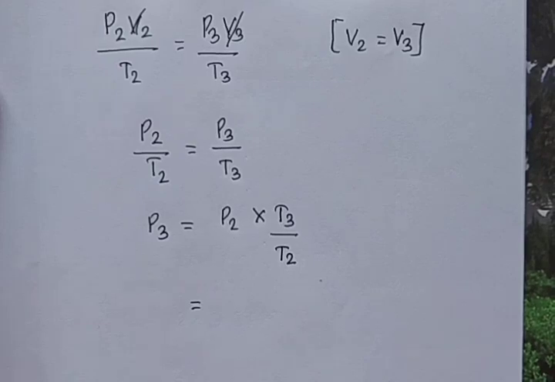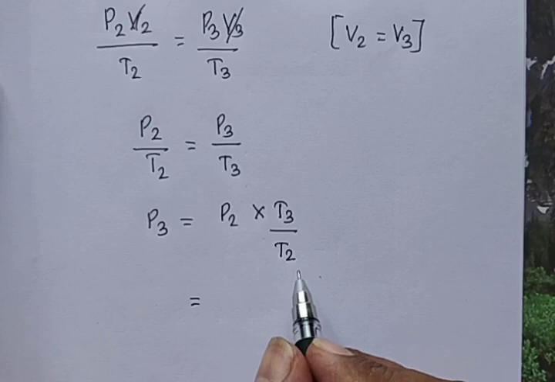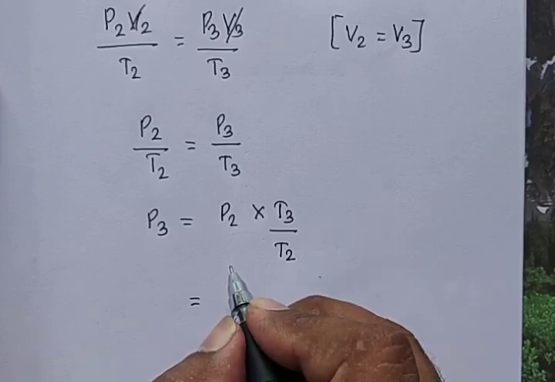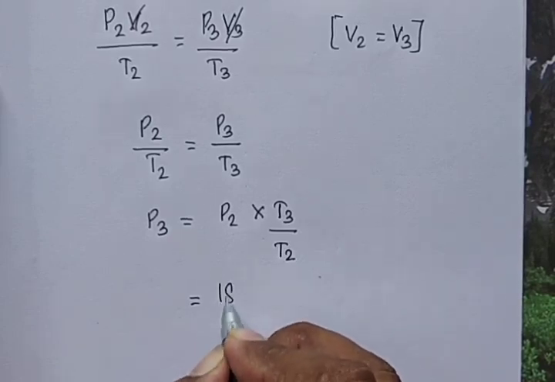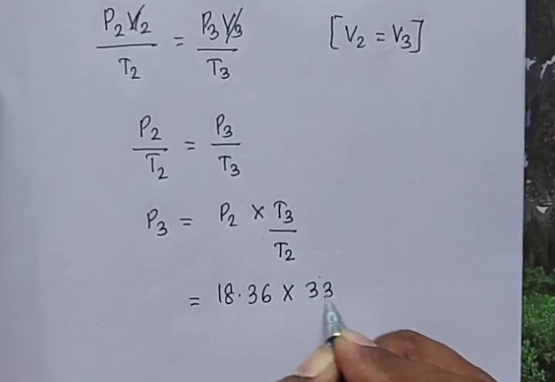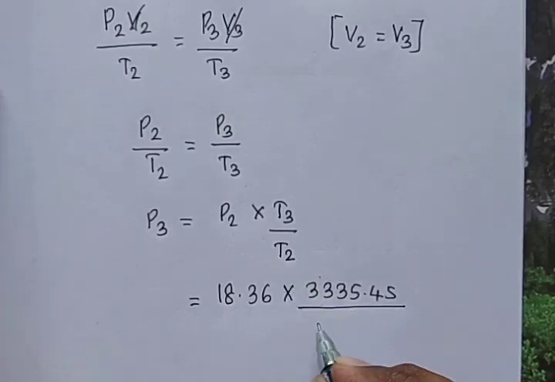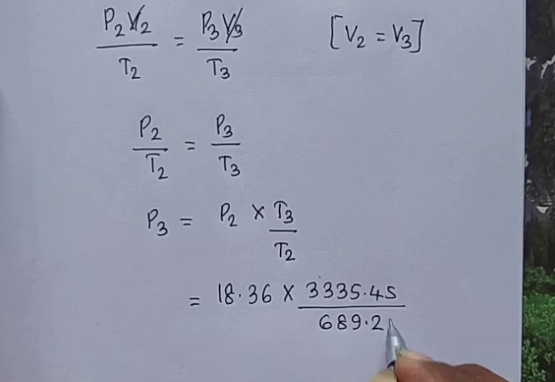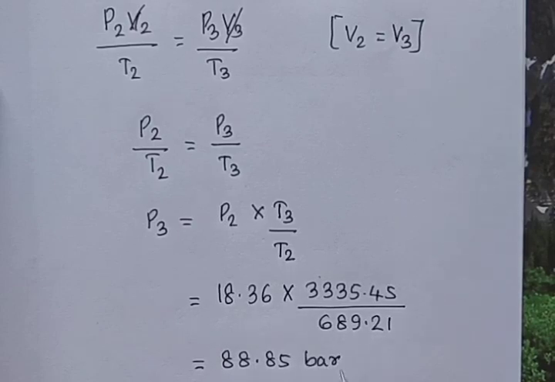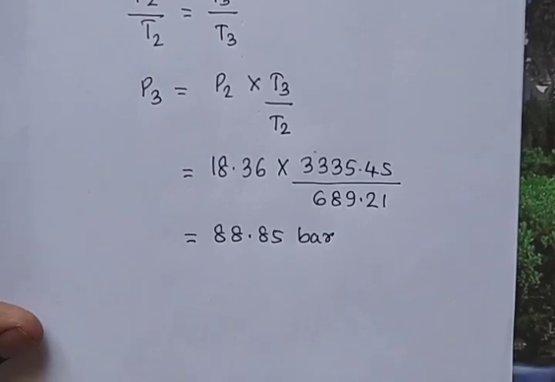So just now we have found out the value of P2, T3, and T2 also. So I can write P2 as 18.36 multiplied by T3 just now we have found out, it is 3335.45 divided by T2 is 689.21 degrees Kelvin. So find out P3. So you get the value of P3 as 88.85 bar. Once you found out the value of P3, next we will go to the process 3 to 4.